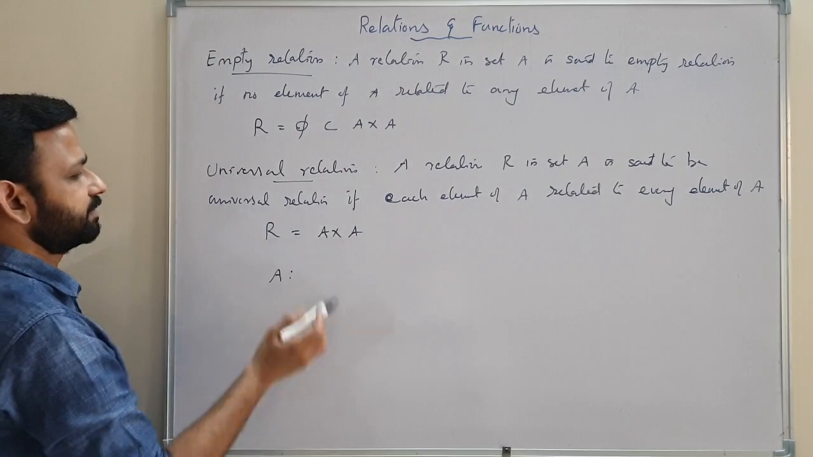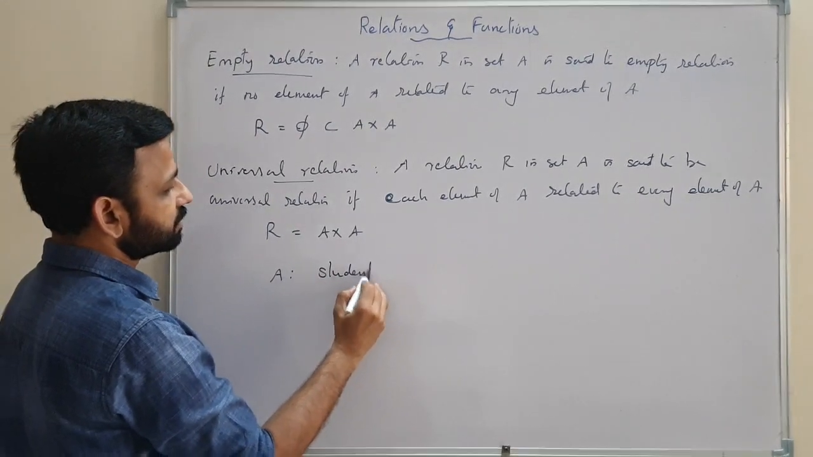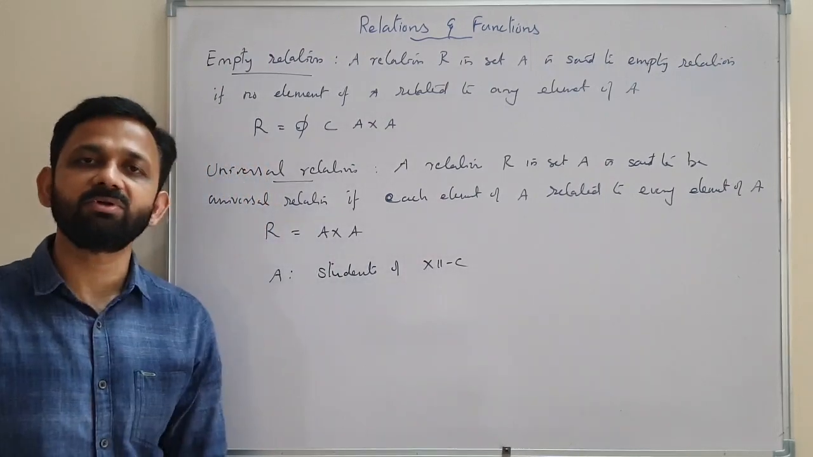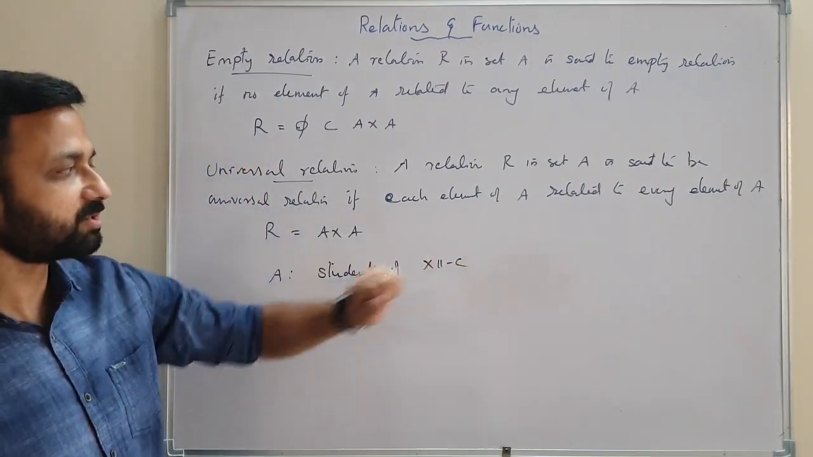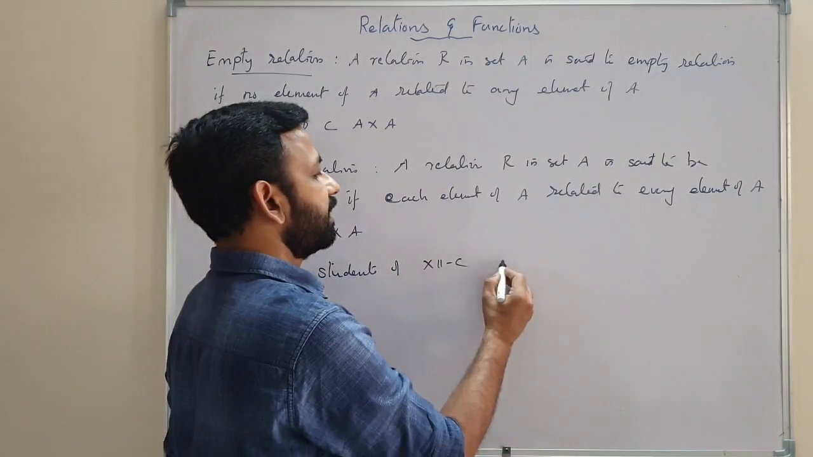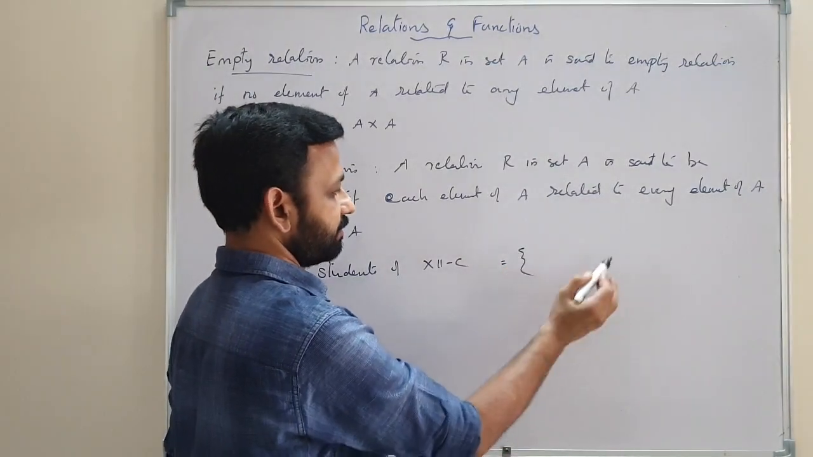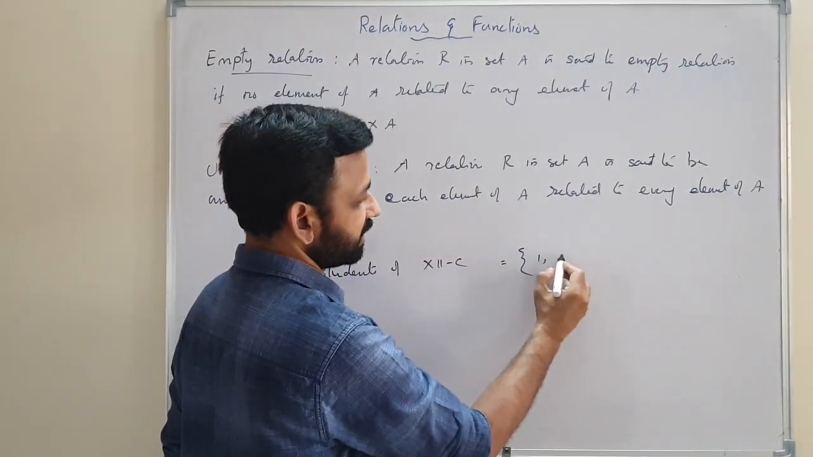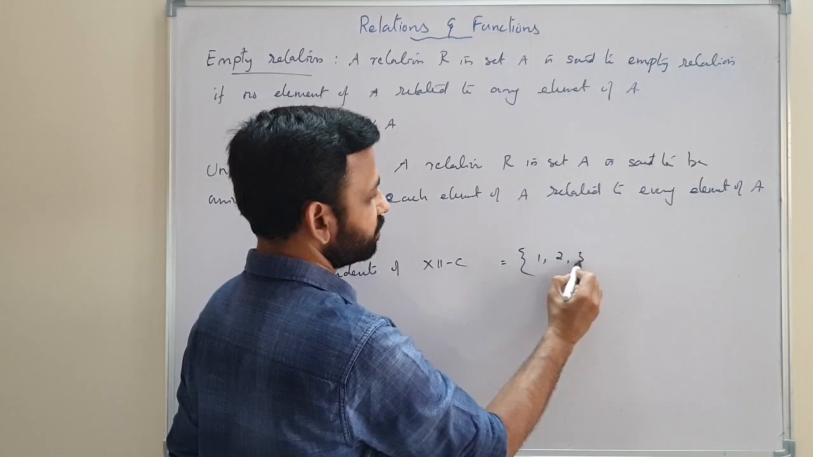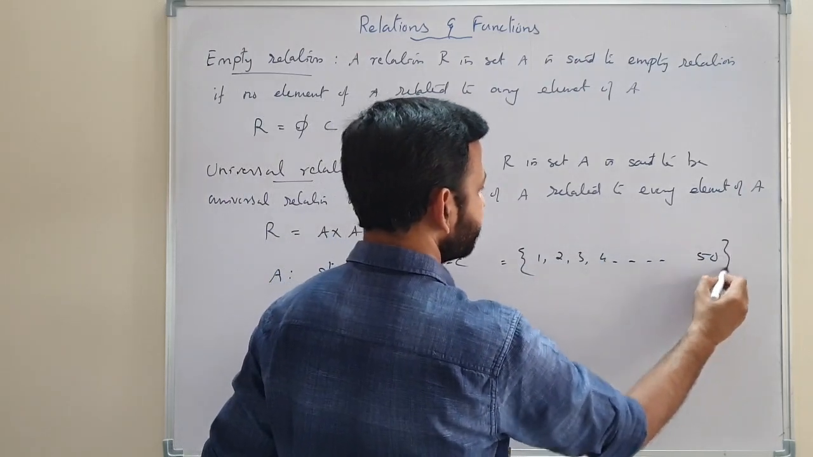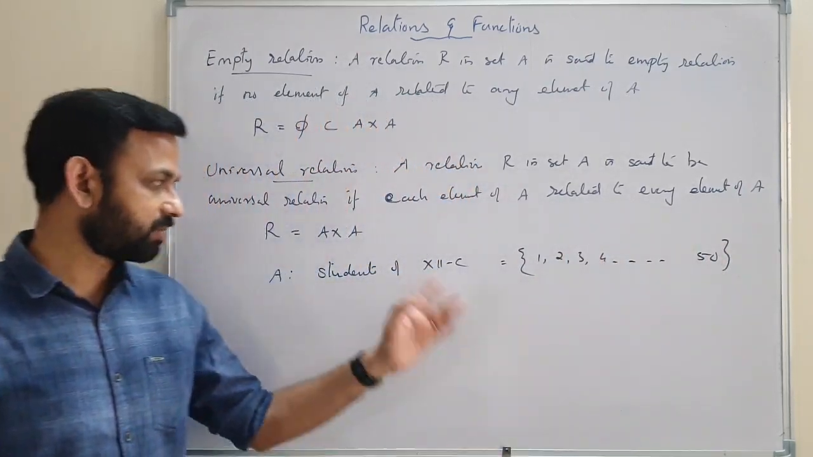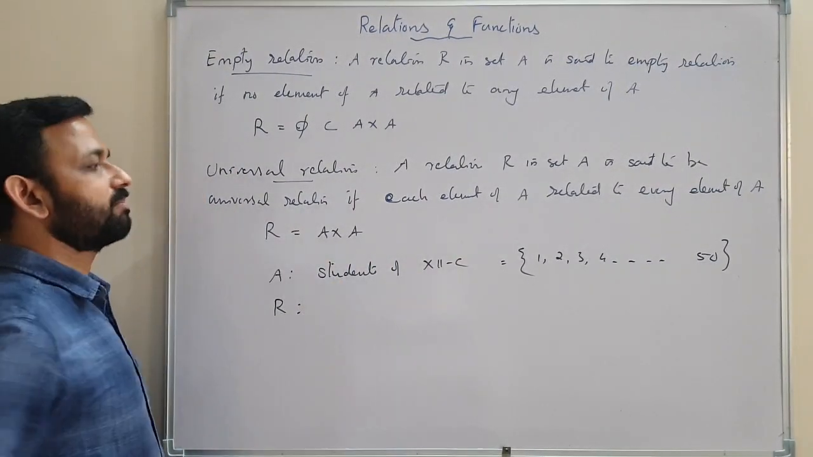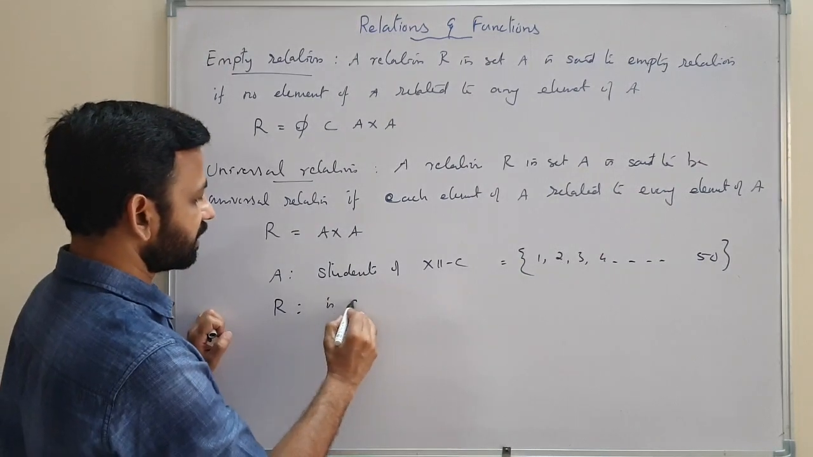Suppose set A is the students of 12th C. Suppose we have 50 students in 12th C, and we can denote them by using their roll numbers. Roll number 1, 2, 3, 4, etc. up to roll number 50. We have 50 students in 12th C. Then we can define different types of relations. One relation is "classmate of".